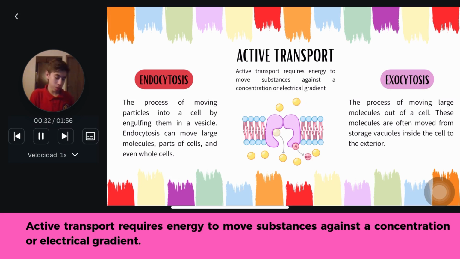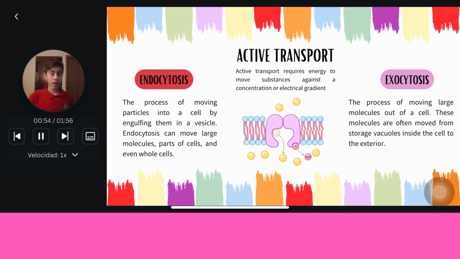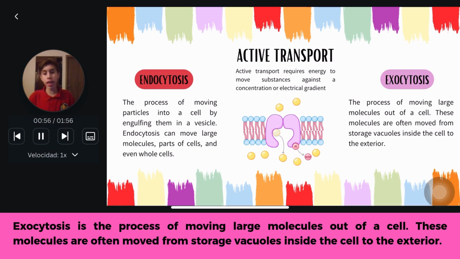Active transport requires energy to move substances against a concentration or electrical gradient. Endocytosis is the process of moving particles into a cell by engulfing them in a vesicle. Endocytosis can move large molecules, parts of cells, and even whole cells. Continuing, the other type of active transport is exocytosis. It is the process of moving large molecules out of the cell. These molecules are often moved from storage vesicles inside the cell to the exterior.